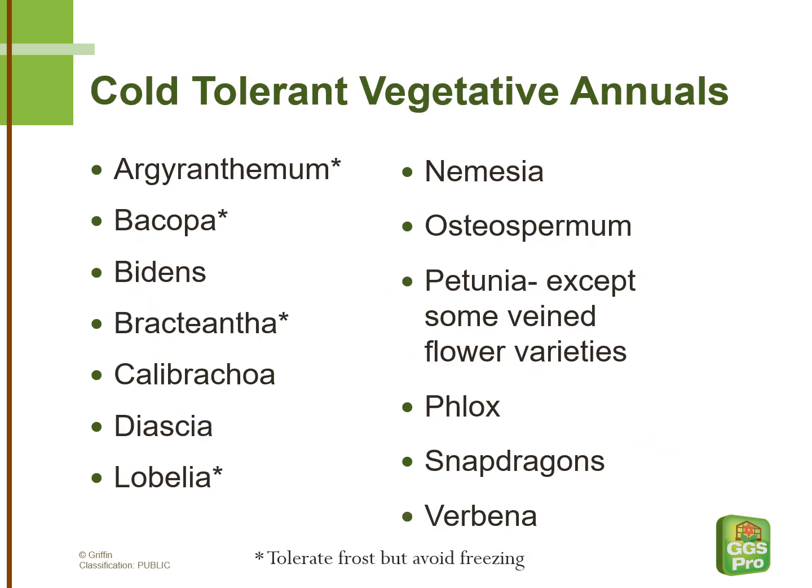The vegetative annuals, a little bit more nuanced. There's a couple that have an asterisk next to them, and those are ones that will tolerate a frost, but a hard freeze should be avoided for them. But again, you have a good selection of vegetative annuals that are candidates to go outside for early season production.